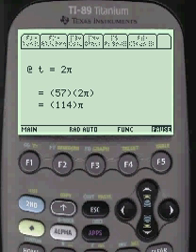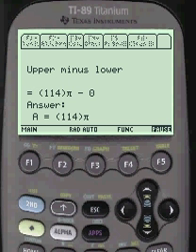At t equals 2 pi, 57 times 2 pi equals 114 pi. At 0, we get 0. We subtract the upper minus the lower. Or, yes, subtract the lower minus the upper. No, the upper minus the lower, that's correct. And we get the area of 114 pi.